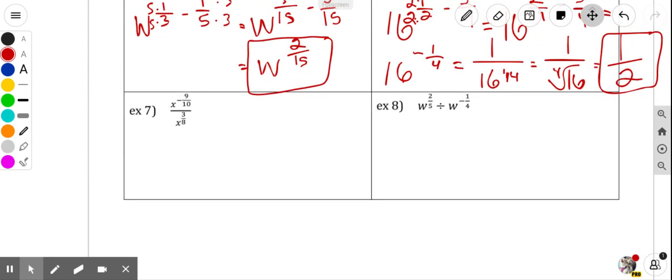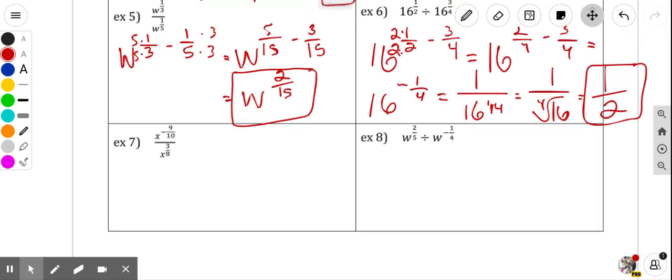Next one, number 7, is x to the negative 9/10 over x to the 3/8. So this is just going to turn into x to the negative 9/10 minus 3/8. So these need to have a common denominator. So you want to think of the lowest number that 8 and 10 both go into evenly, which would be 40. So to make this one 40, we're going to multiply top and bottom by 5. This one's going to be 4.